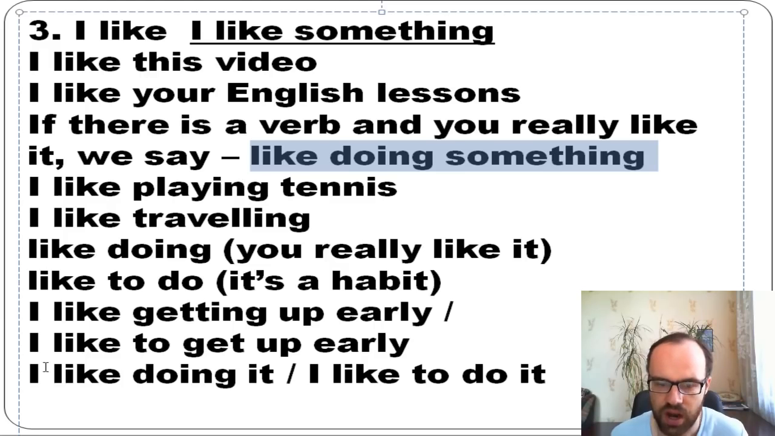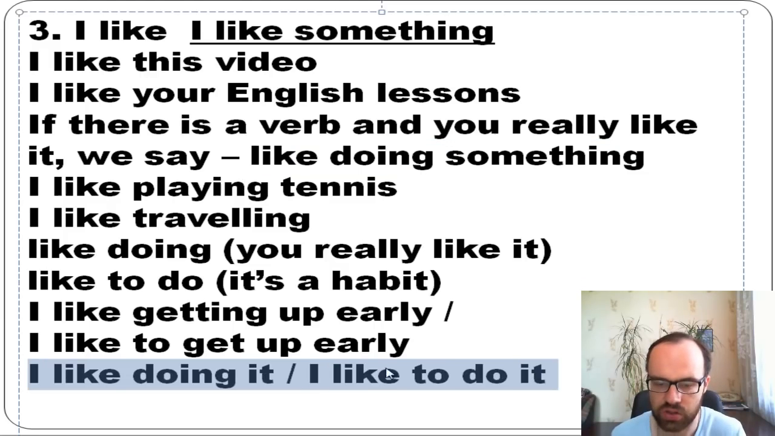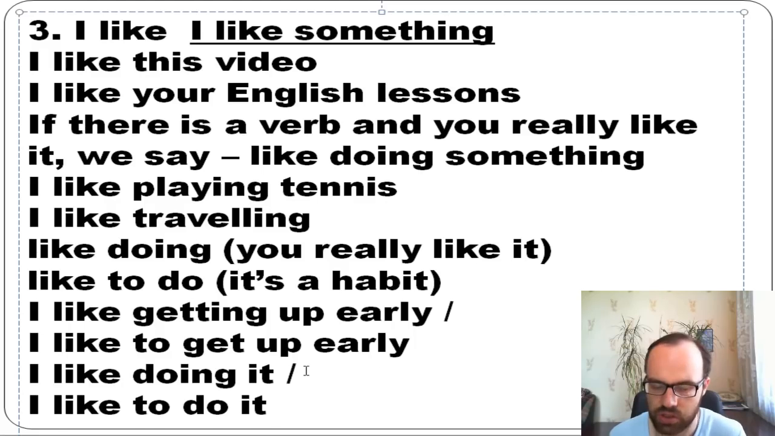Okay, so I like doing it and I like to do it. So you can meet both these structures. But when talking about our hobbies, we often meet like doing. So, yeah, be ready for it.